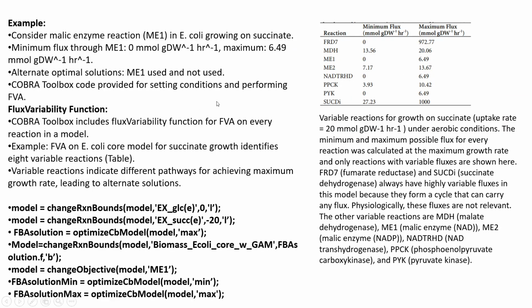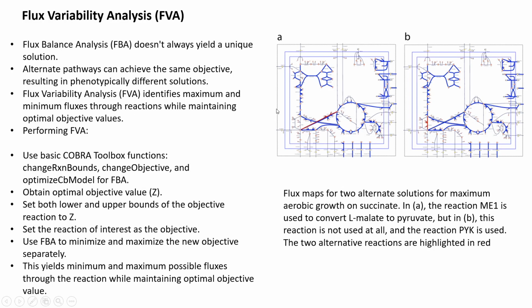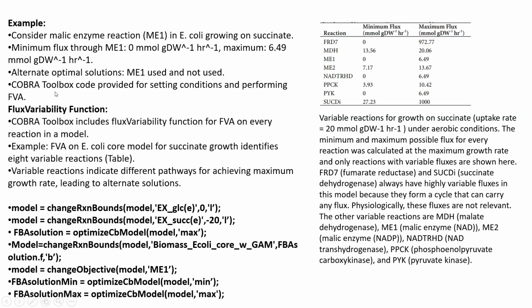Now, these are the details of their example. So you have the malic enzyme reaction ME1 in E. coli growing on succinate. The minimum flux through it is basically 0, and the maximum is 6.49. The two alternate optimal solutions are one in which ME1 is used and another in which ME1 is not used. In the first, ME1 is used to convert L-malate to pyruvate. In the second, ME1 is not used; instead of ME1, there is another PYK reaction that is used. So these are your conditions: your minimum and maximum are 0 and 6.49, and you have two alternate optimal solutions.